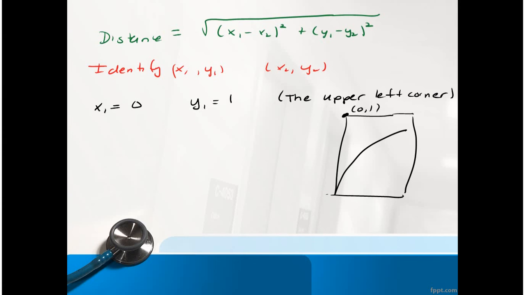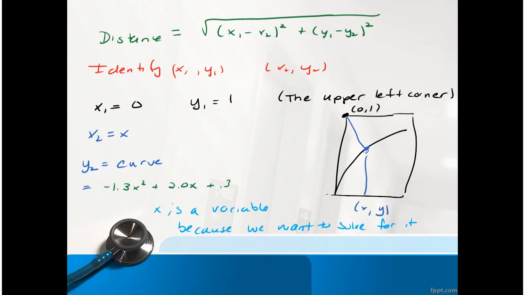That's the upper left corner. The second point, the point on the curve, the x2 would be just x, and the y2 would be found by plugging x into the formula I just found. Why is x not a number?